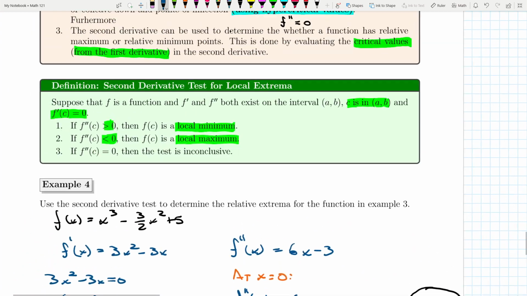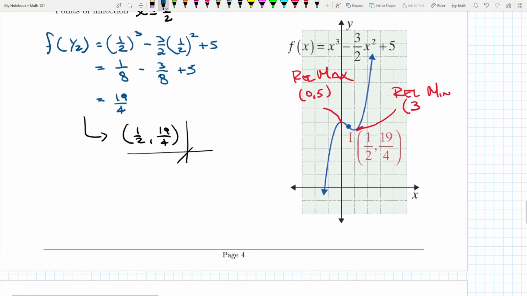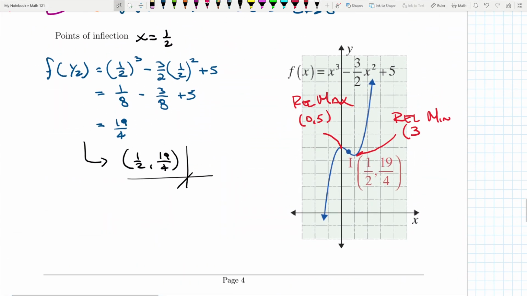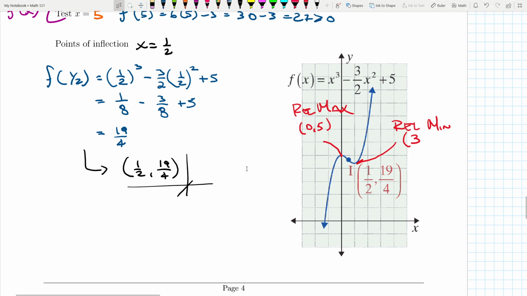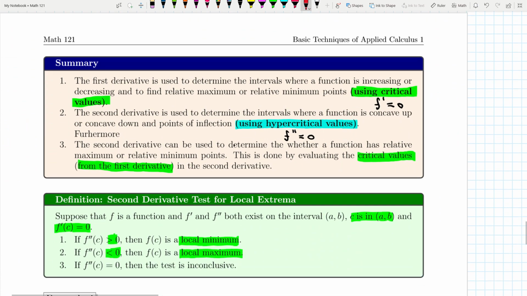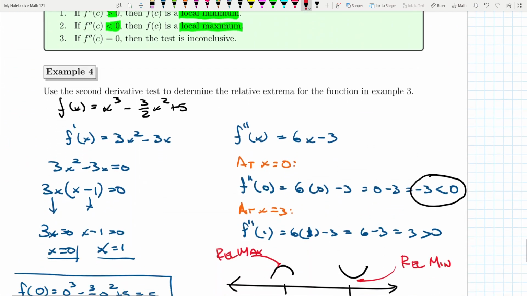Right, let me go back to this point over here. 1, comma 9 halves. So yes, it was already too big. That 37 over 2 was really, really big. So that's how we use the second derivative test to find local extrema.